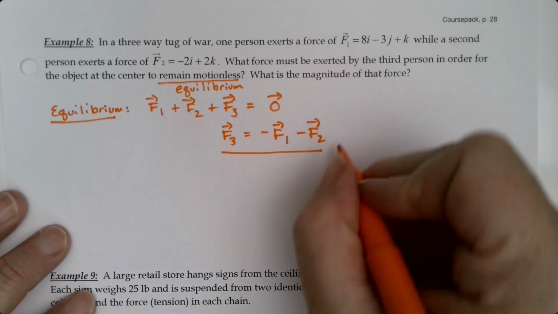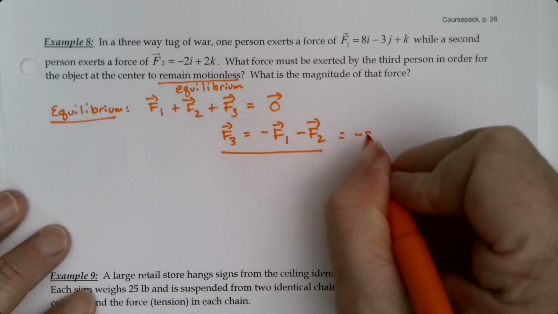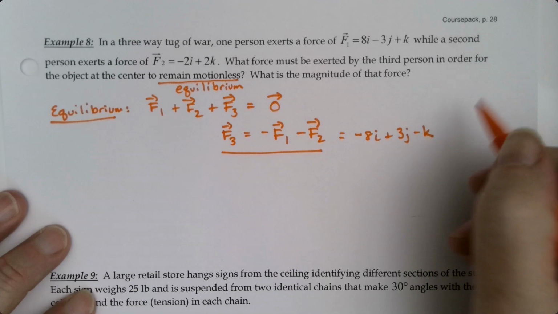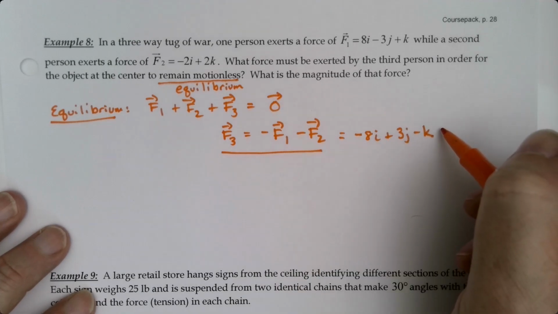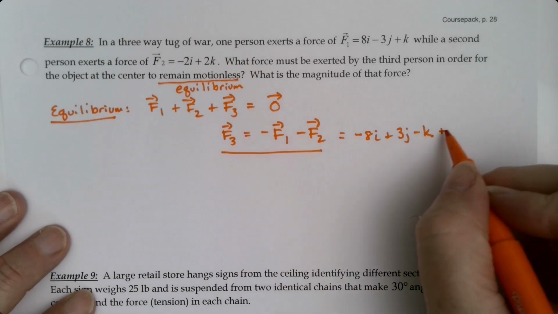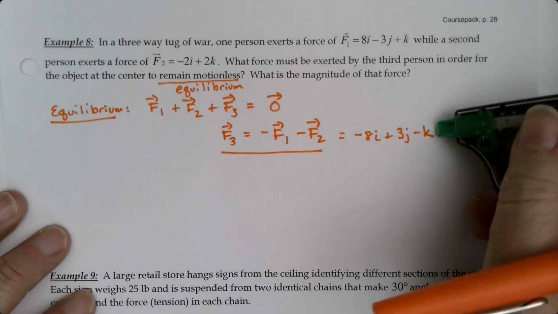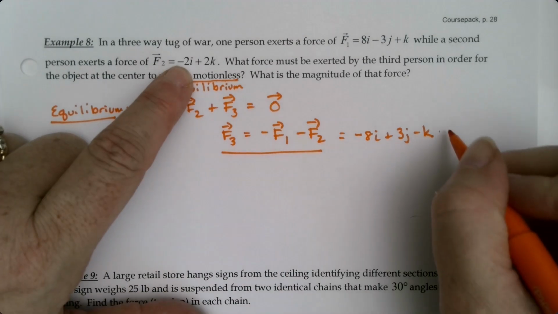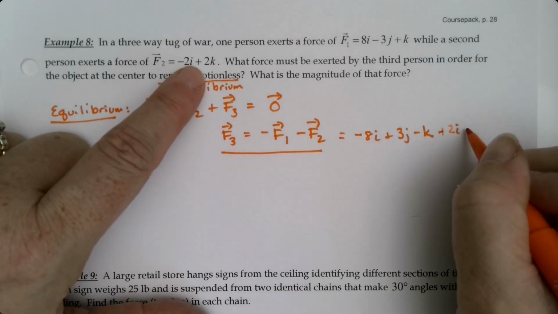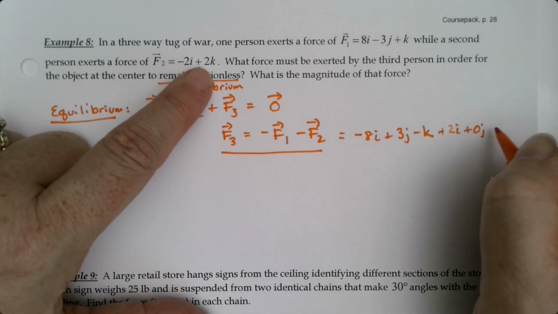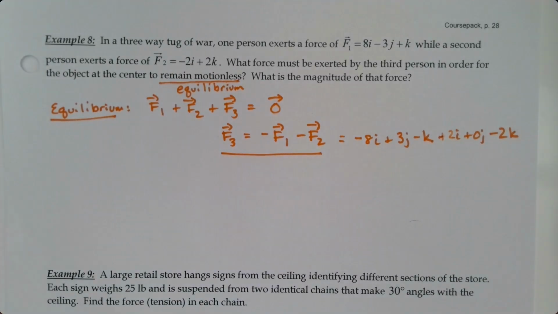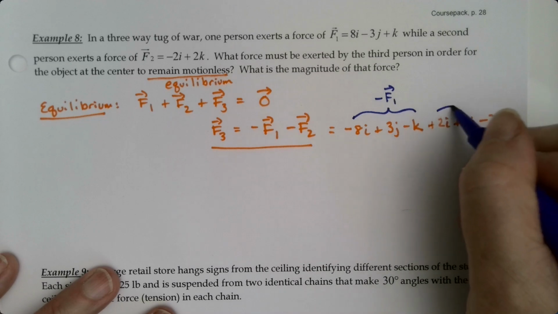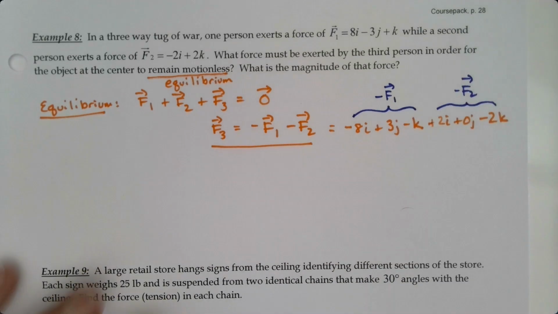The negative of F1 would be negative 8i plus 3j minus k. And then we want to subtract F2. So let me do it this way: minus a negative 2i. Subtracting the negative 2 would mean plus 2i. There's no j, so plus 0j, if you will. And then minus 2k. Right? So this is the negative of F1, and this is the negative of F2, and then we're adding them together.